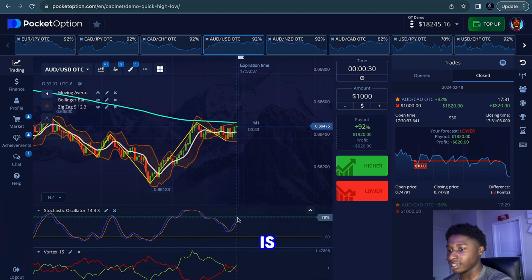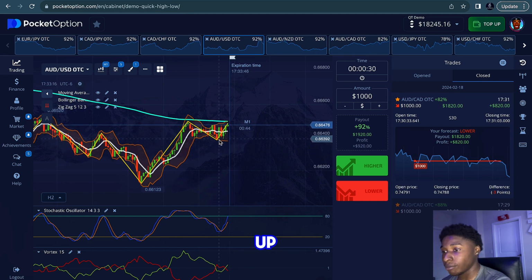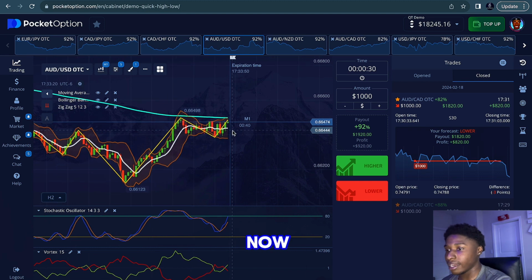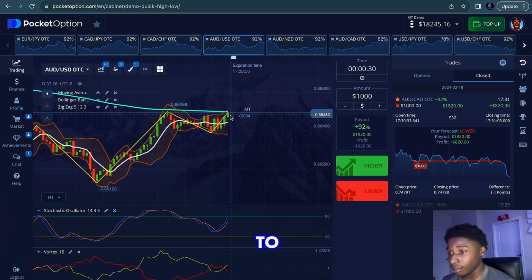Even though the stochastic is heading up, guys, and even though the zigzag is down, a lot of indicators are just going completely against the rules. So the stochastic is heading up, the zigzag just went down, then it's going up again, but we're still just at the top of this zone of the Bollinger Band. We're at the top of the Bollinger Band, so this is something you've got to pay attention to.